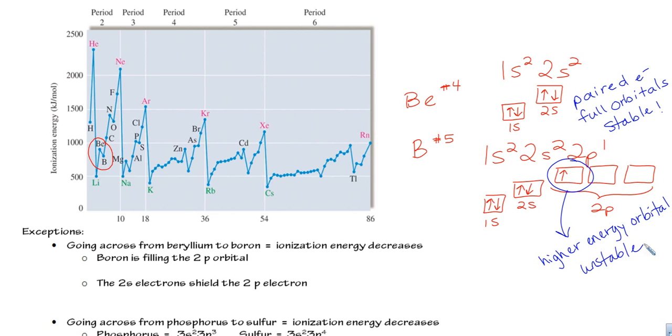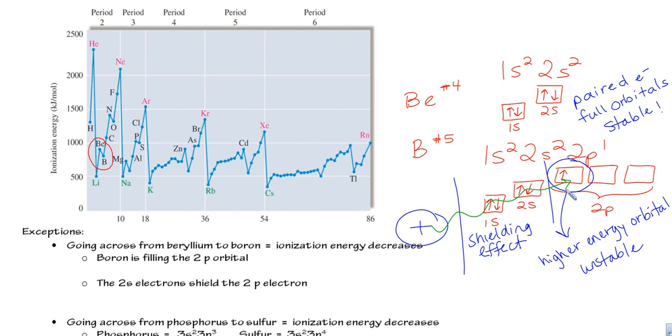The other thing that they kind of mentioned too is the shielding effect. So let's pretend that you got your nucleus. Well, right in here you've got full s orbitals. The 1s and the 2s are full. Shielding effect. So you've got these full s orbitals that are going to block the attraction from the nucleus to the outermost electron. Meaning, again, that it could be easier to remove that outermost p electron versus trying to remove a paired s electron.